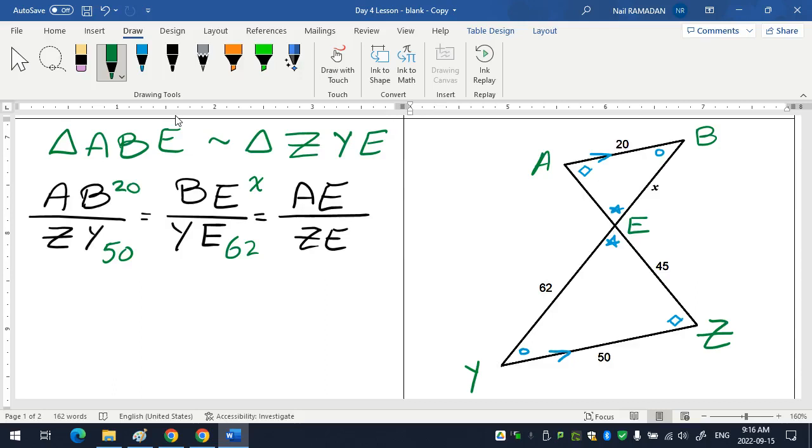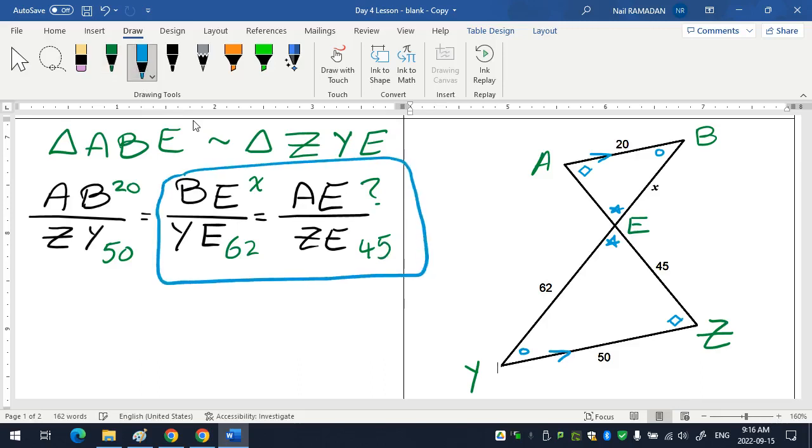But let's see what we have. What's AE? Question mark. What's EZ or ZE? 45. Question for you. Can you use this fraction? Can you cross multiply here? Why not? How many things do you not know? Yes, you can never do cross multiplying with two unknowns. You can only do it with one.